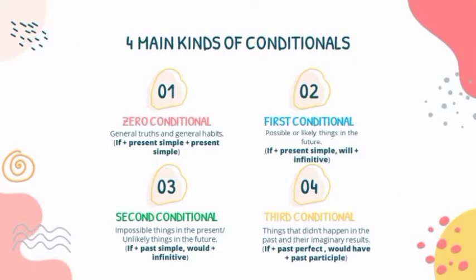There are four main kinds of conditionals, namely zero conditional, first conditional, second conditional, and third conditional. Each conditional has an if clause plus the main clause. Like I have said earlier, the if clause pertains to a condition or situation, and the main clause gives us a result. The zero and first conditionals give a real and possible situation, while the second and third conditionals express unreal and impossible conditions and results.